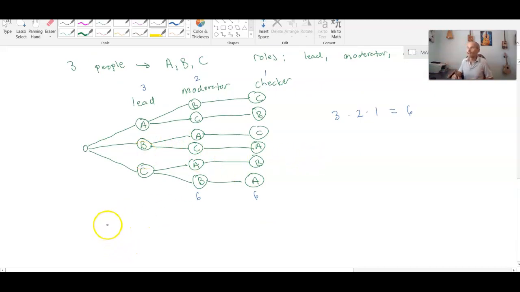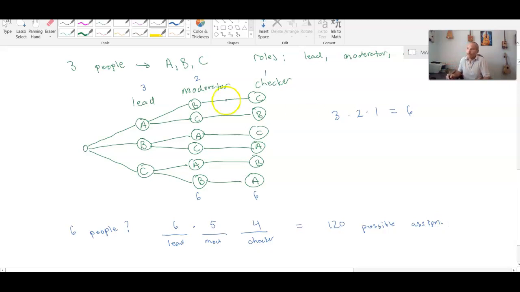What if we wanted to have lead, moderator, and checker, but we had 6 people? Well, if we had 6 people, then we could think about this as the lead could be one of 6 people. So imagine we had 6 nodes here, A, B, C, D, E, F. Each of those leads would correspond to only 5 possibilities for the moderator. So the moderator could only be one of the 5 remaining individuals that hasn't been selected for the lead. And then finally for the checker, there are still 4 people left, so there'll be 3 people unassigned, right? We're only trying to fill 3 different roles using 6 people. 6 times 5 is 30. 30 times 4 is 120. So there would be 120 possible assignments that could take place.